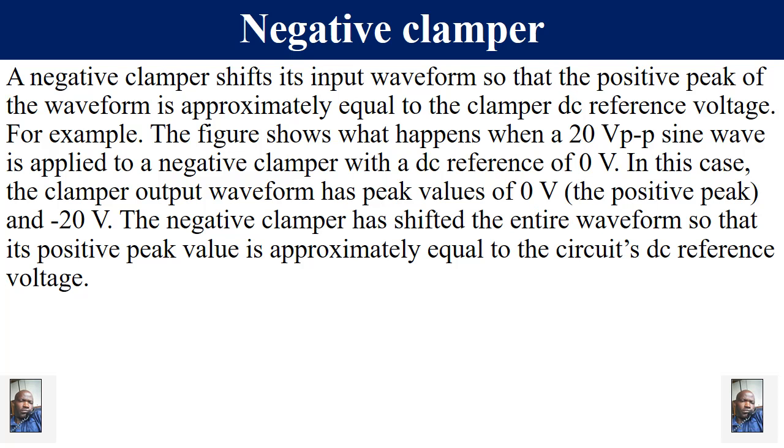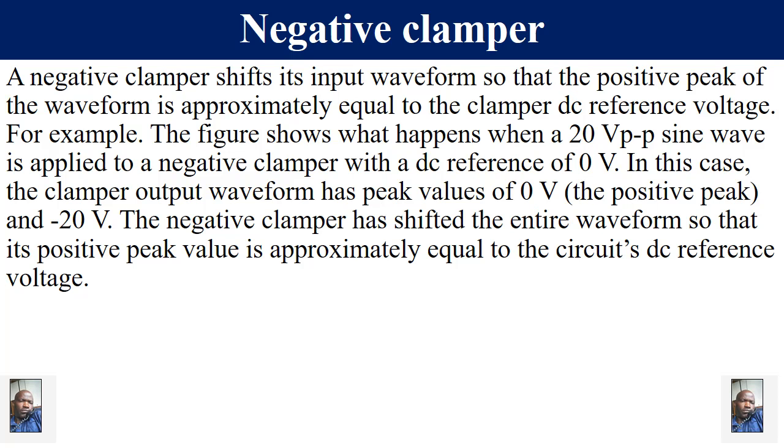According to our figure, a 20 volts peak-to-peak sine wave is applied to a negative clamper and its reference voltage is equal to 0. This means that the positive peak must be equal to 0 volts. So the output has a peak value of 0 volts, which is the positive peak, and its negative peak is minus 20 volts, therefore maintaining the peak-to-peak of the input waveform.